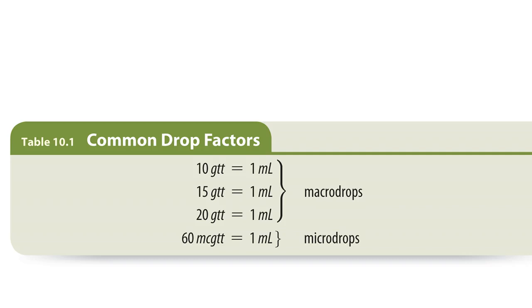And these are examples of the macro and the micro drops. 10 drops per ml, 15 drops per ml, and 20 drops per ml. Those are usually the most common types of tubings, and how many drops equal that ml. And then, of course, your 60 microdrops equal 1 ml.